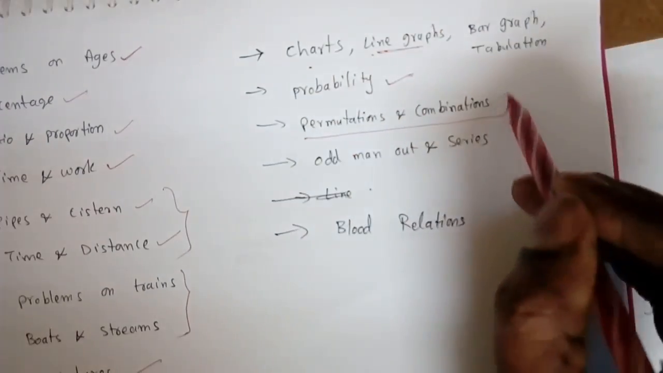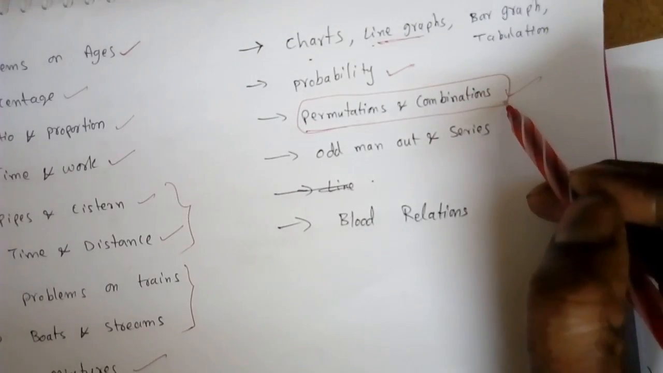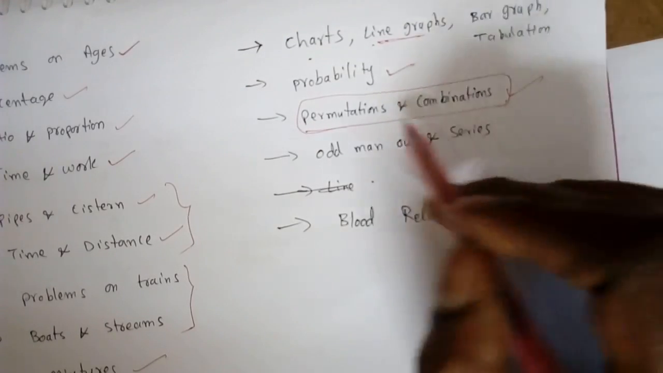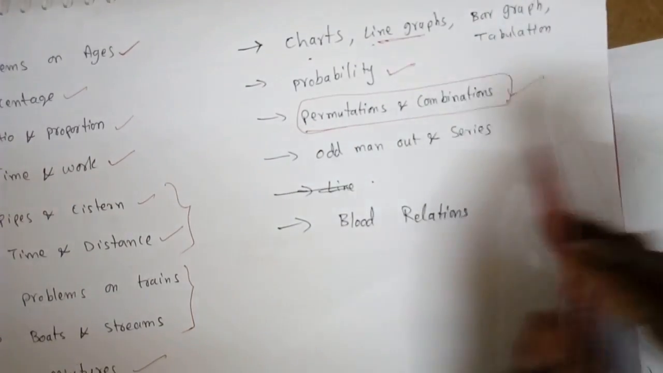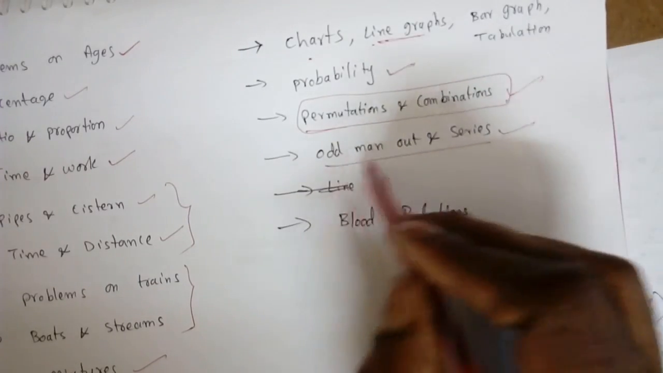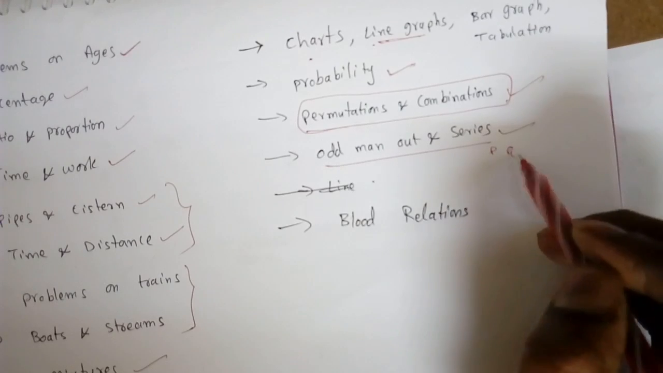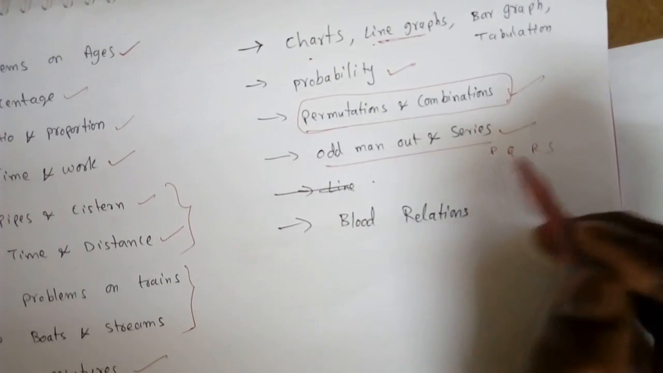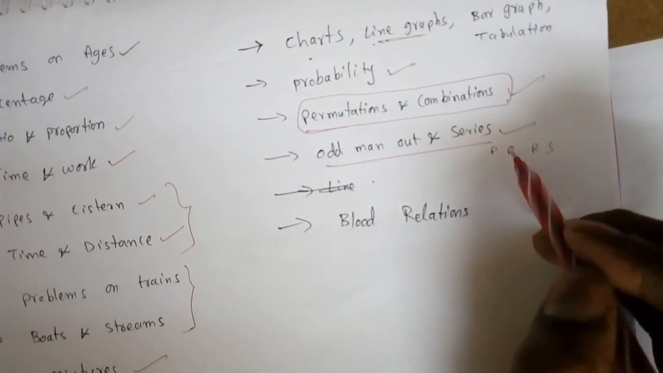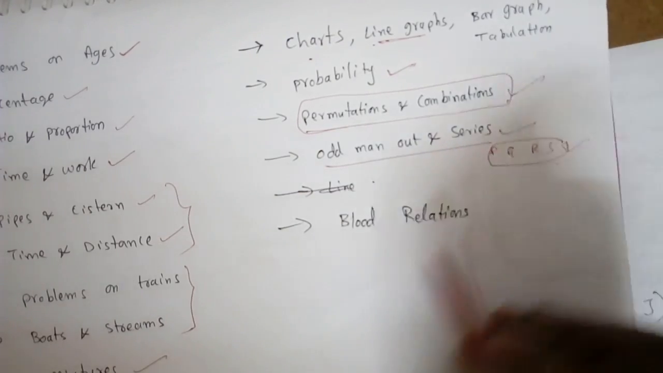Then this is also frequently coming, that is permutation and combinations, right? In 2017 also the question came from permutation and combinations. So this is also one important concept, that is series, odd man out on the series. So P, Q, R, S sitting from left to right or right to left, what is the middle one, etc. This question came in GATE 2017.